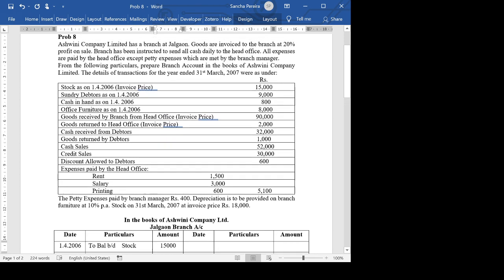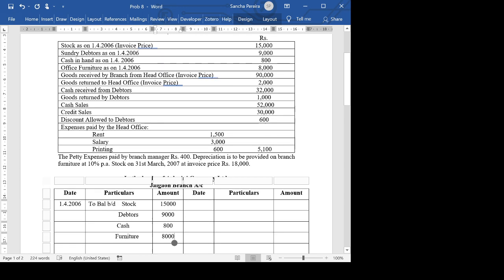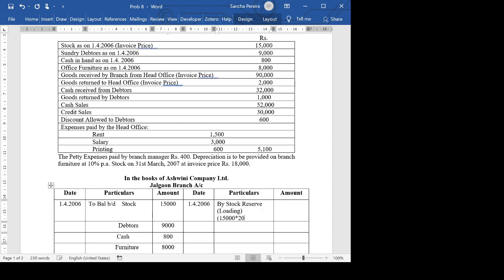Since it's at invoice price, we need to find out the loading, or we call it stock reserve, for opening and closing stock. Since the percentage is given on sale or invoice price, we don't need to convert it. So on the other side, directly on 1st April 2006, by stock reserve, which is the loading. I will calculate it here itself. It is 15,000 into 20%. 20% is also 1/5, so you can do 15,000 upon 1/5, which gives you 3,000.